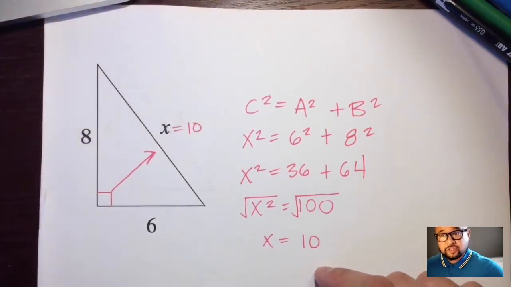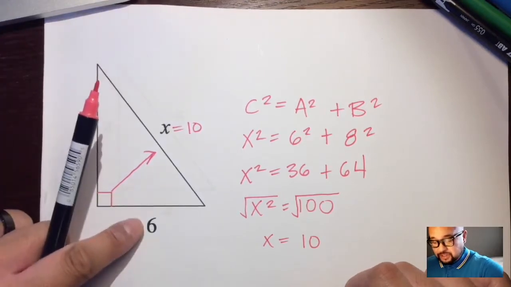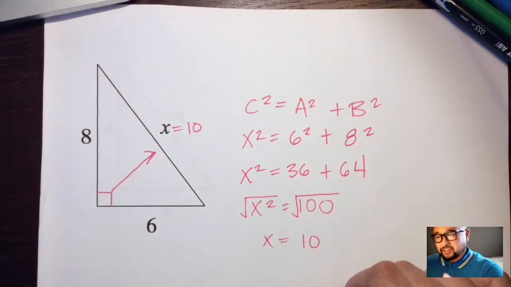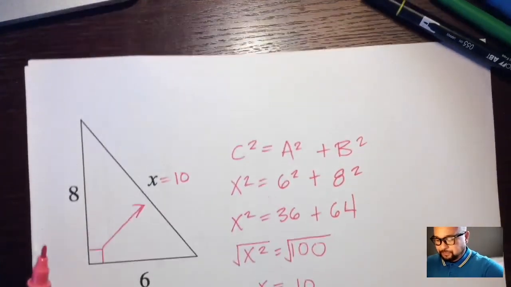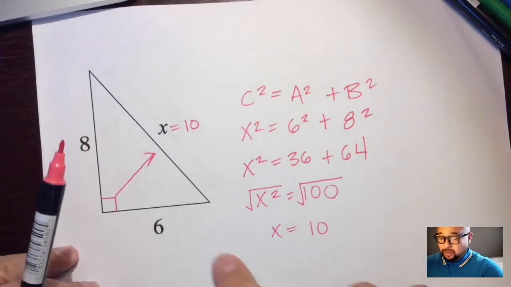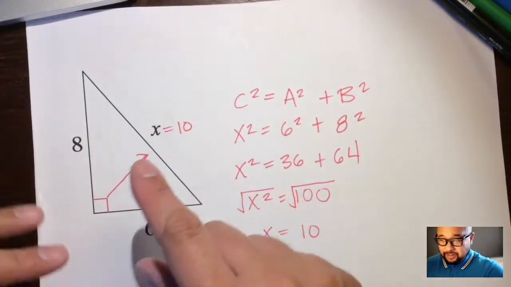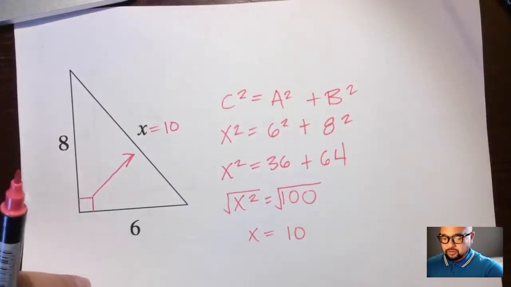Also, if you use the triangle inequality theorem, 8 plus 6 is 14. 8 minus 6 is 2. So this number 10 is between 14 and 2. If you don't remember the triangle inequality theorem, watch the previous video on it. All right, so with the right triangle and the Pythagorean theorem, we can find the actual length, not just the range of values we would get using the triangle inequality theorem.